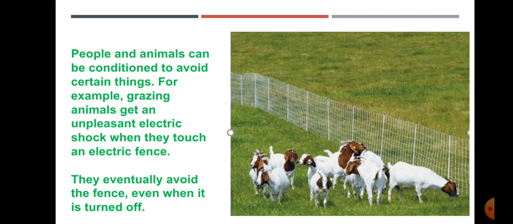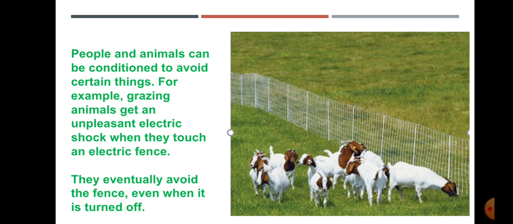People and animals can be conditioned to avoid certain things. For example, grazing animals, they are eating all the grass, right? They get an unpleasant electric shock when they touch an electric fence. So when they get an unpleasant shock, what happens? Eventually, they avoid the fence even when it is turned off. That means once they come to know that there will be a shock, they don't go that side. Even we also, if we have a bad experience with electric shocks, we will never touch that switch again, right? So that is nothing but conditioning. We have learned that the first time I touched it, there was an unpleasant shock, so the second time I am not ready to touch that switch. In that way we prepare our mind. It is nothing but conditioned behavior.